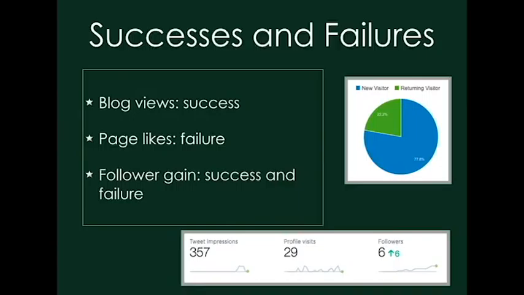As for my campaign successes and failures, the blog views goal was a success. I have a total of 93 page views through my campaign, which is well over the goal that I had set. The page likes on Facebook was a failure. I only have 4 page likes, and the follower gain on Twitter was both a failure and a success. I didn't reach the amount that I wanted, which was 10, but I did gain 6 during my campaign. So that just lets me know that if my campaign had been longer, a day or maybe even 2, then I may have reached that goal that I had set.